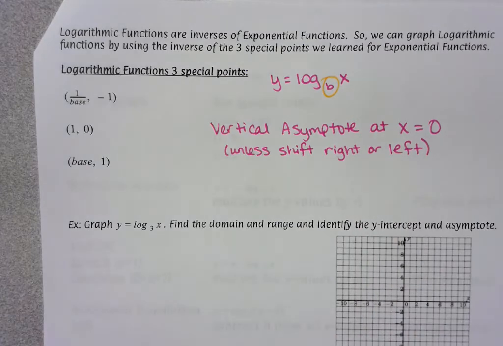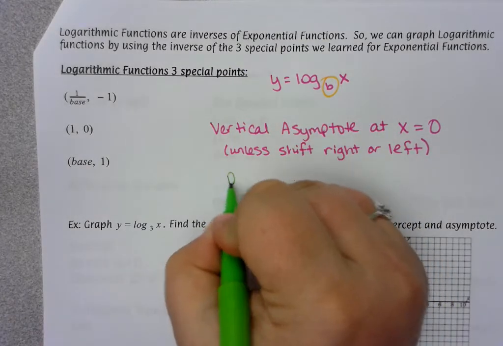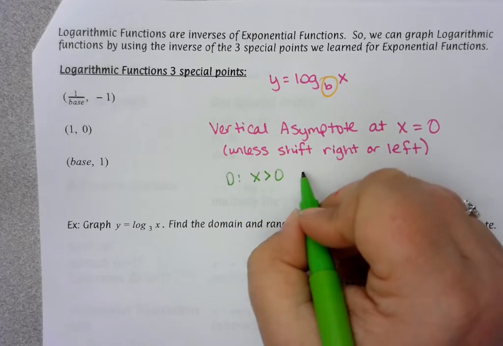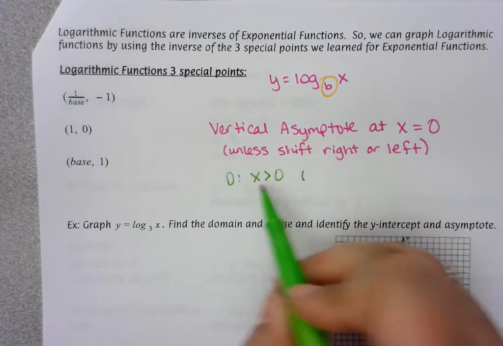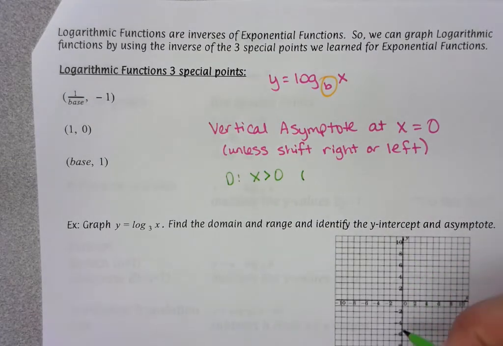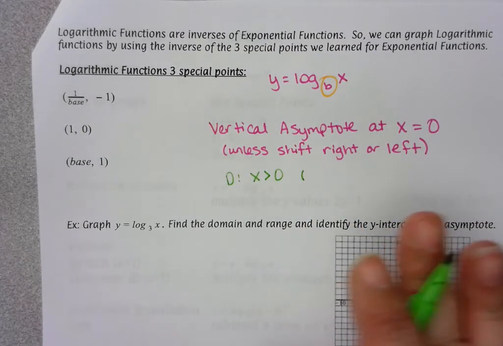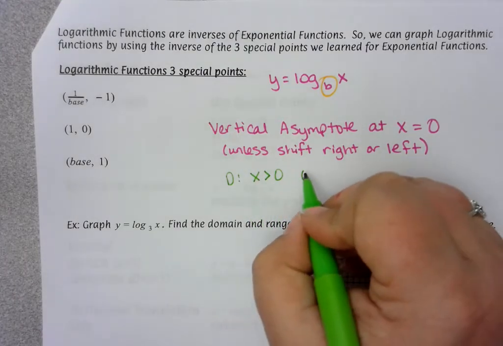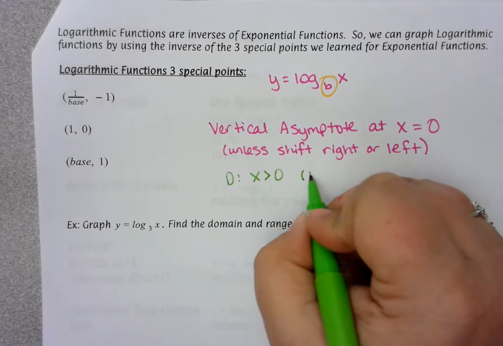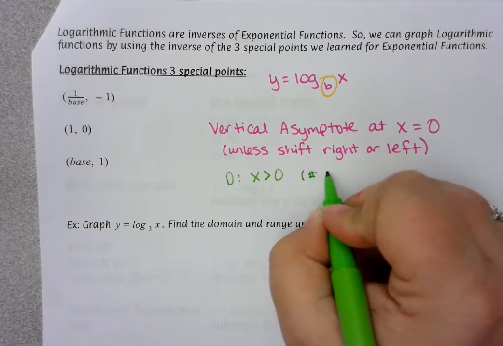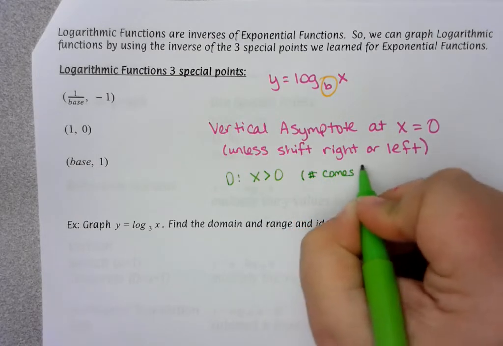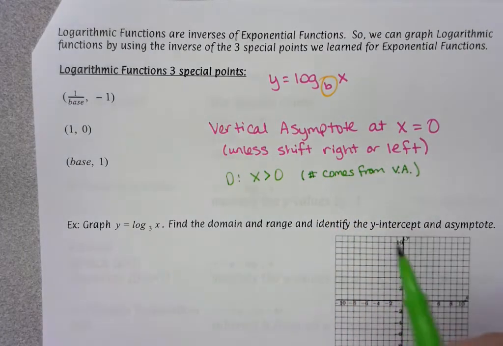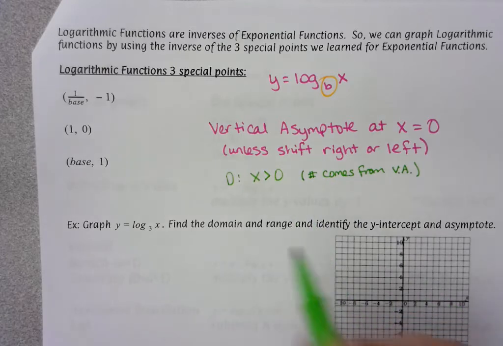Okay, so to get domain and range on this, domain is going to be x is greater than 0. And because we have a vertical asymptote, that's where we can't cross anymore, so it's going to keep it on one side or the other. This is x is greater than 0 or whatever number that we've moved this to. So this number comes from our vertical asymptote. Our vertical asymptote is what's going to trap us on one side of the graph or the other.